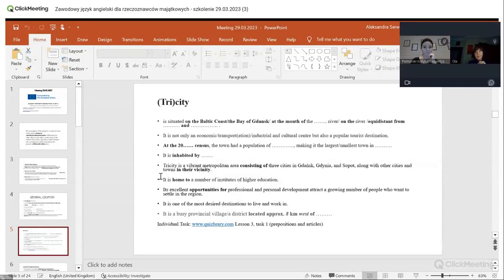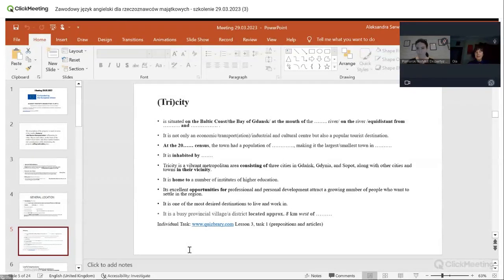Or you can use a very nice expression: it is home to a number of institutes of higher education. It offers excellent opportunities for, and you say for what? Or it is one of the most desired destinations to live and work in. You can say it is a busy provincial village, or it is a busy district located approximately, it is around 8 kilometers, it's just an example, west of. So you say "umiejscowiony w przybliżeniu 8 kilometrów na zachód od," if we want to use that grammatical structure.